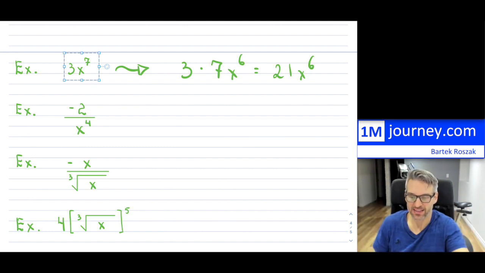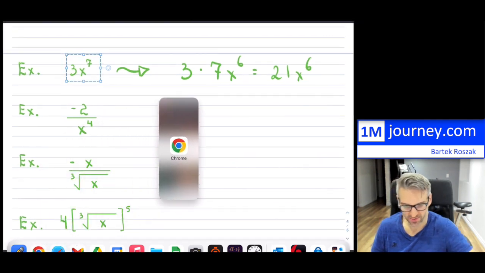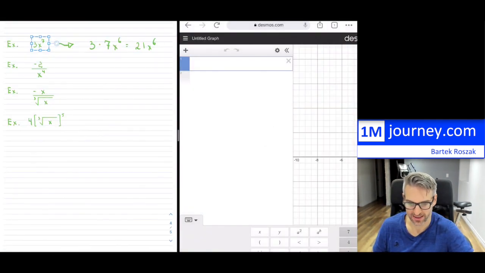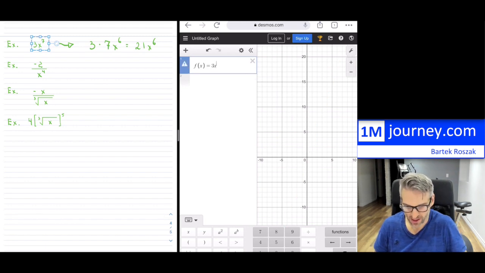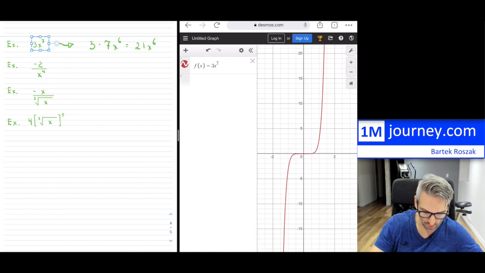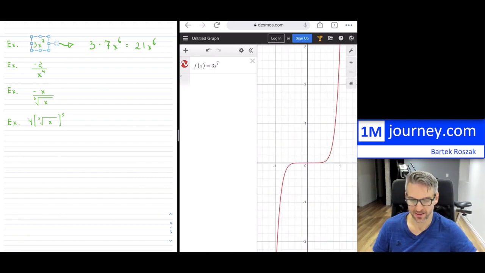So if I take Desmos and load it up in here, I want to just show you. I'll do it for one example. So here is the function, f(x) is equal to 3x to the 7. So this is what it looks like. It doesn't look the nicest, but that's what it is.